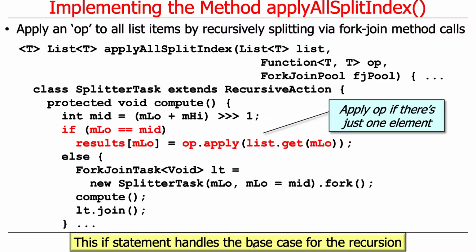Notice results is that array we created that's actually up here. It's internal to applyAllSplitIndex, but it's global to this nested class. So we're going to say the results sub mlow is going to be set equal to applying the operation to the list element at mlow. So list element mlow, we're going to go ahead and apply that operation and store it into results mlow.